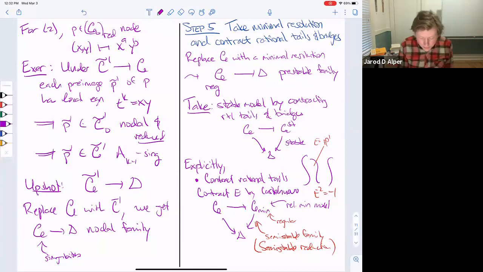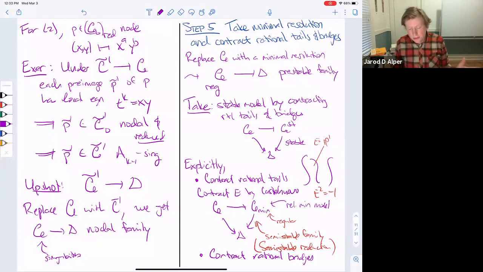But if you want a stable family, now you just contract the rational bridges. These are -2 curves. They can be contracted, but they introduce singularities, and it gives you this stable model. And I think, yeah, okay. That wraps up the characteristic zero proof. Any questions?